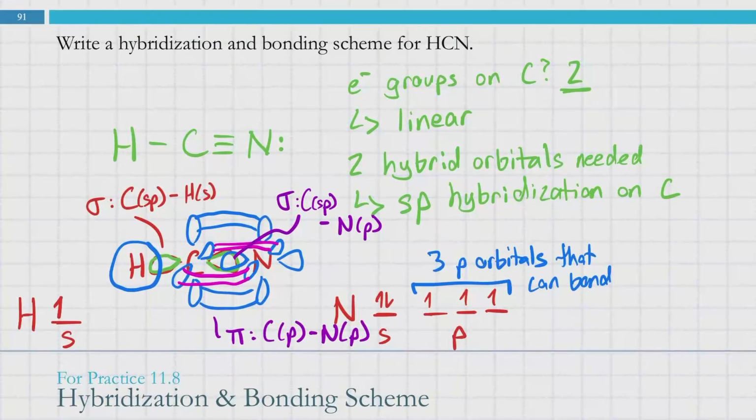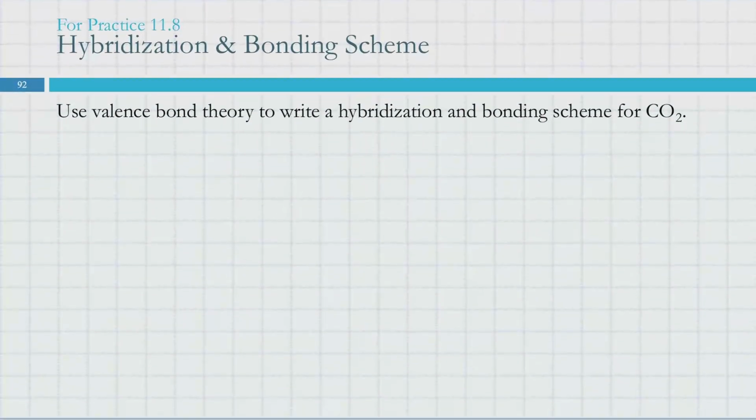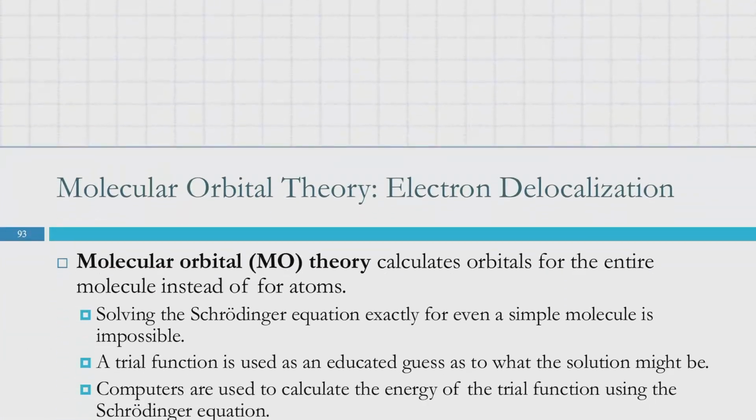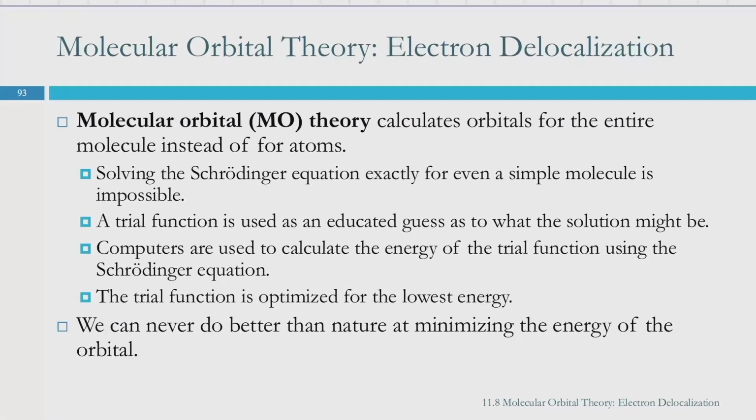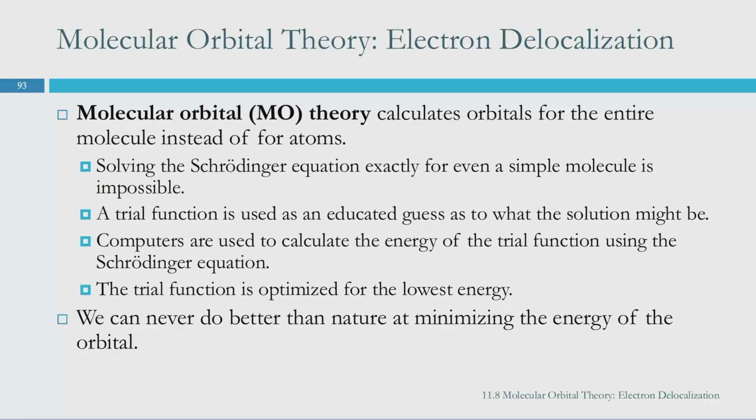Questions? I'm going to skip the one for CO2 so that we can move on to molecular orbital theory, because this is probably going to end up being a slightly larger thing than doing the hybridization. So we've been doing valence bond theory. There's also molecular orbital theory.